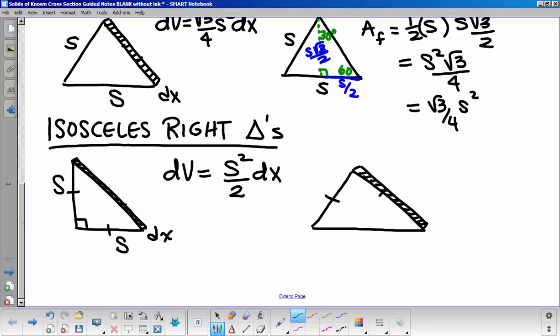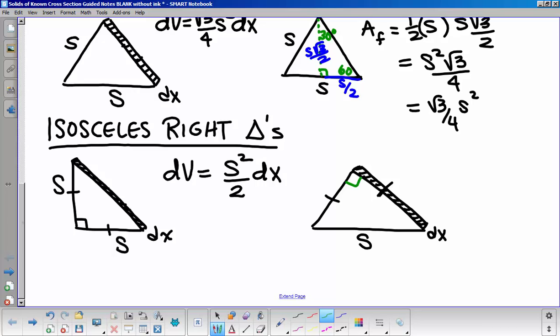Its thickness will still be dx, but now I'm going to call the hypotenuse the side, because that's going to help me out. Because we want the area of the face in terms of the side that's laying on the area. So what do we know about isosceles triangles?